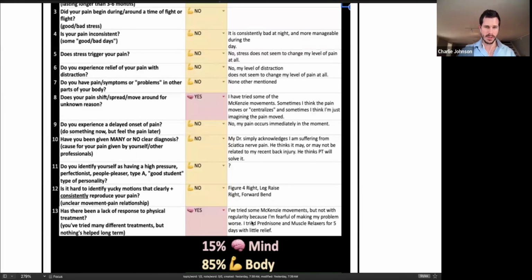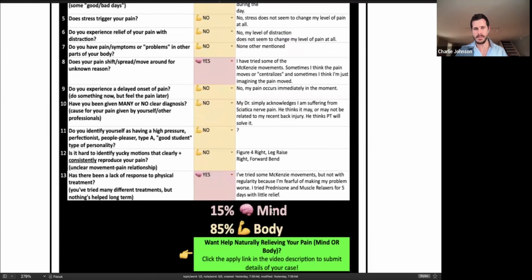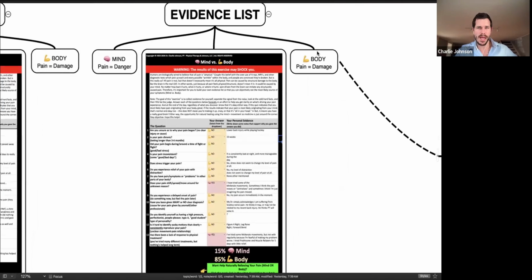Has there been a lack of response to physical treatment? I'm going to say yes, he tried some stuff, but really out of fear, he hasn't done much else. So again, the majority of his scores, even though I goofed some things up in there, do point to it originating from the physical body, in which case pain equals damage.